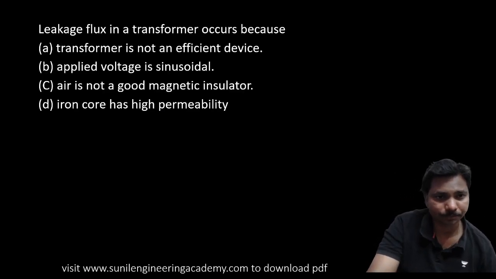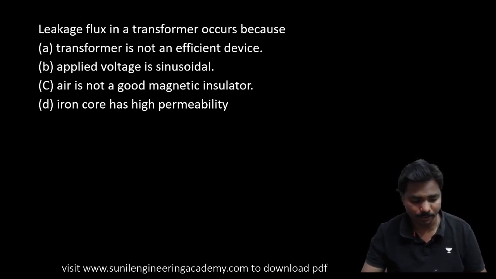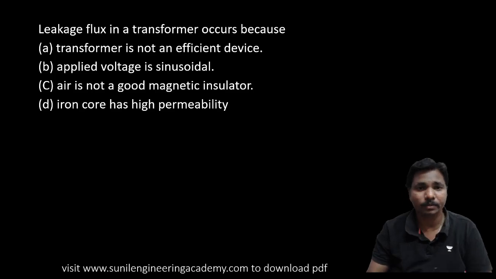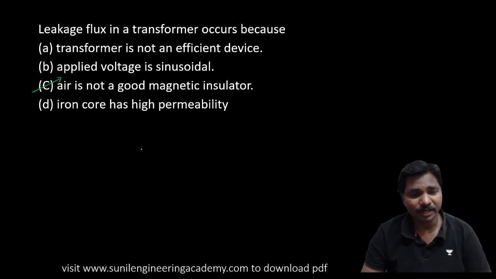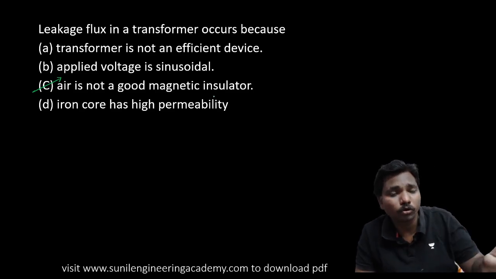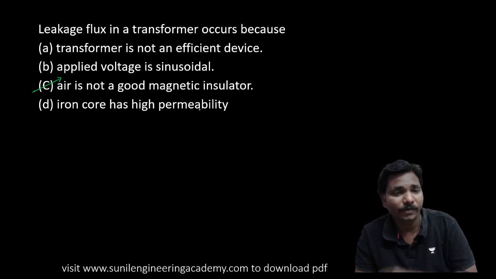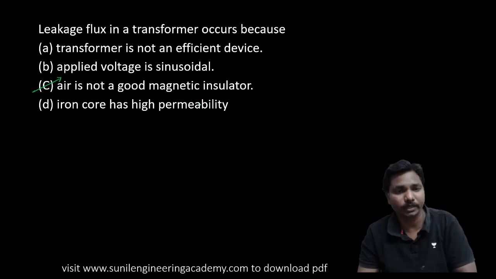Coming to the next question. Leakage flux in a transformer occurs because of what? Because air is not a good insulator. Whenever air is a good insulator, then there is no flow of flux through the air. Whenever there is no flux flow through the air, then there is no leakage flux.